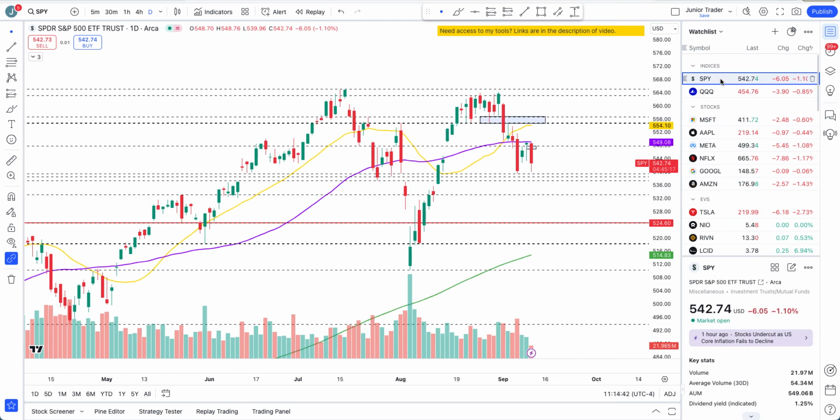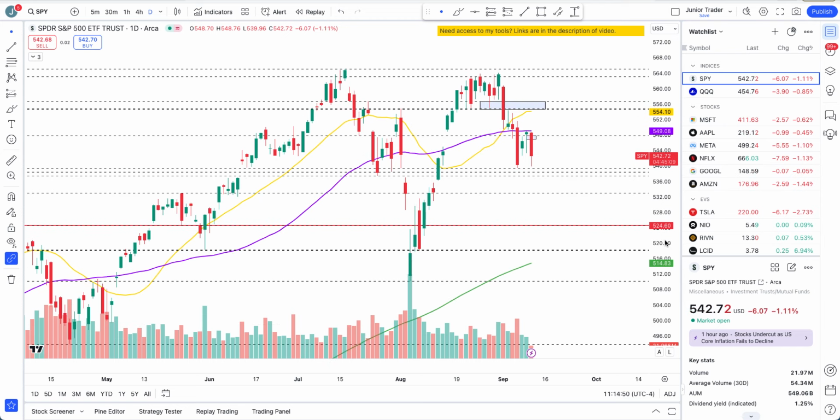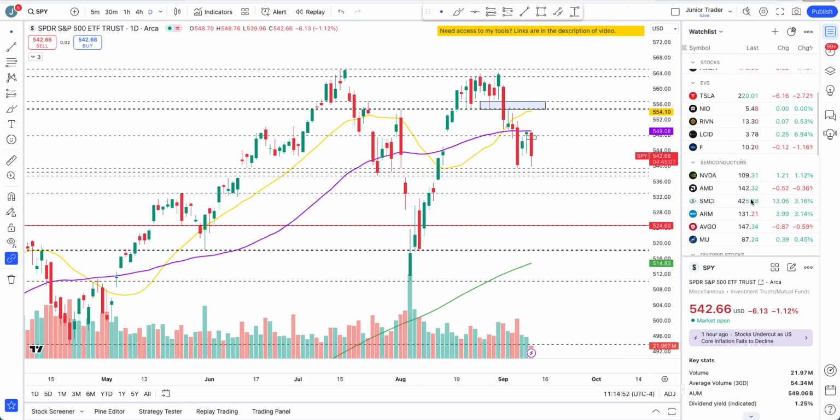Similarly on SPY, if SPY has to really climb, no, not right now, guys. SPY is really beaten up. So we will see how the day goes.